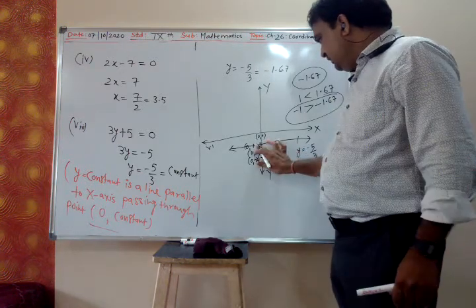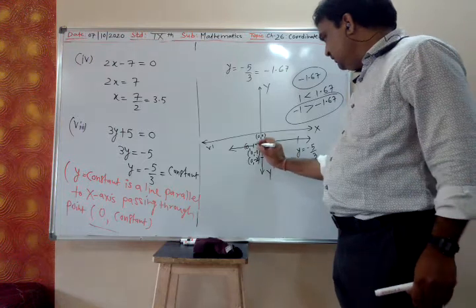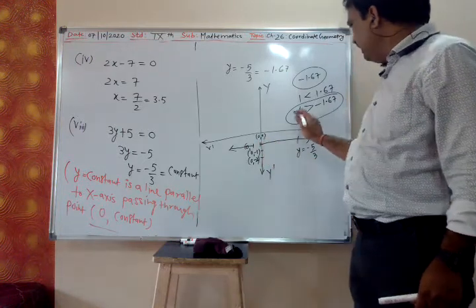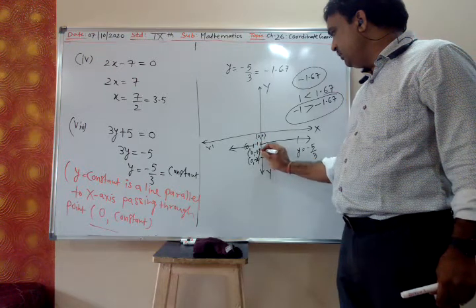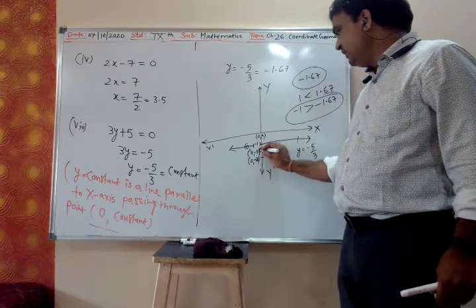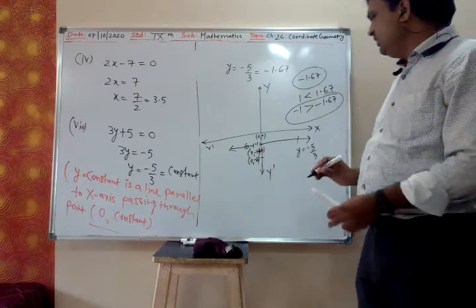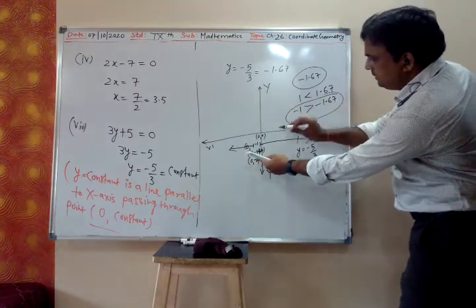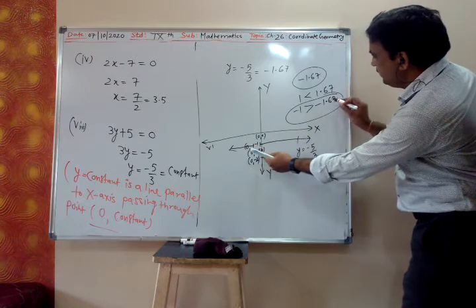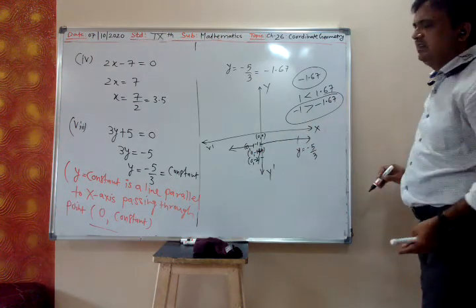So this is 0 comma, see minus 1 is bigger, so minus 1 will be on this side, minus 1, 0 comma minus 1.67 as we have written earlier. Are you getting? Minus 1 will be there, minus 1 will be there and minus 1.67 will be there. Are you getting?